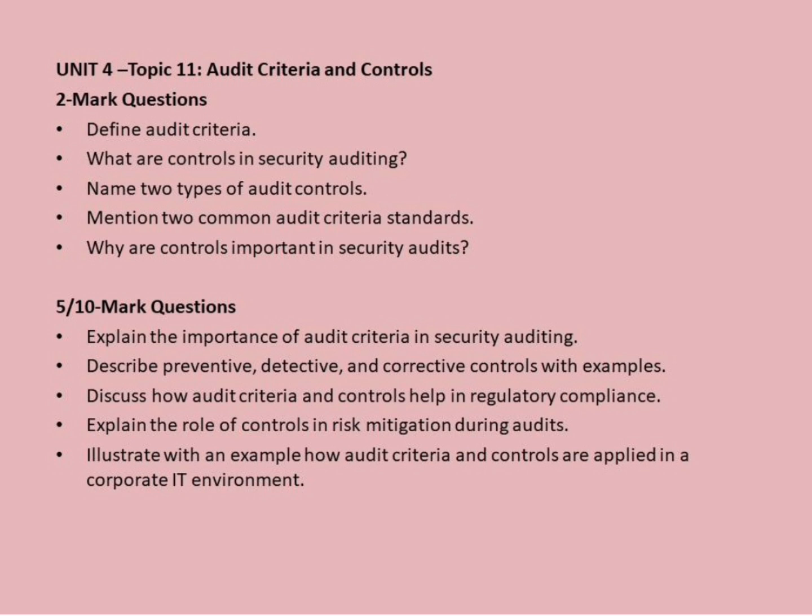Controls in security auditing are the safeguards or countermeasures put in place to protect systems and data. They help reduce risks, detect issues, and ensure corrective action when security weaknesses are found. In simple words, audit criteria are like the rules, and controls are the protective measures that organizations follow to keep their IT systems safe.